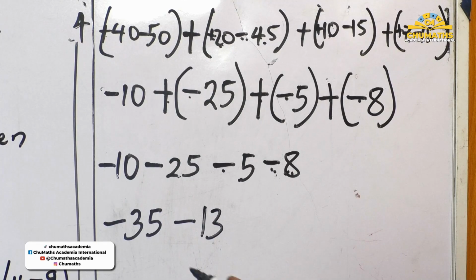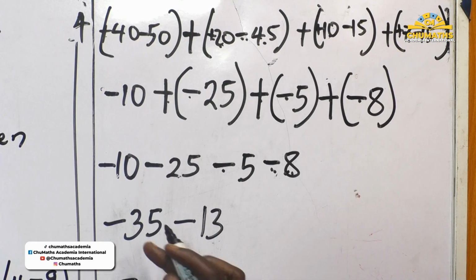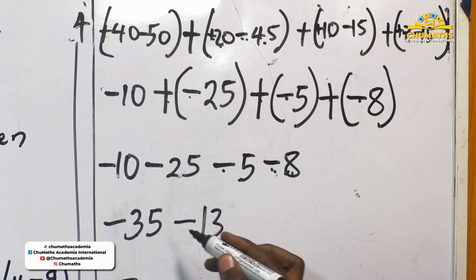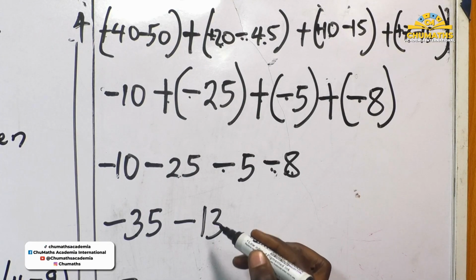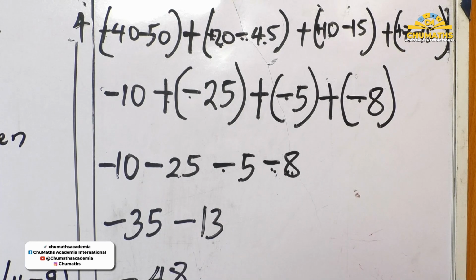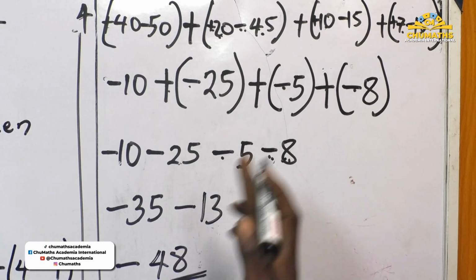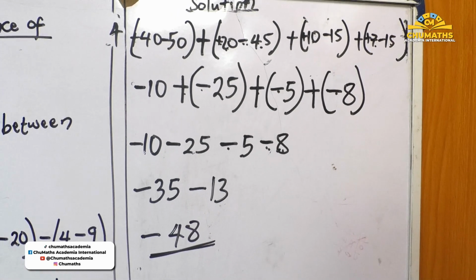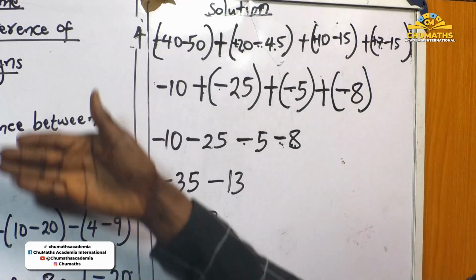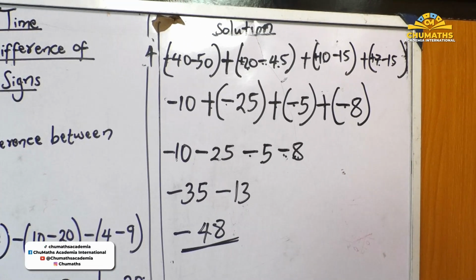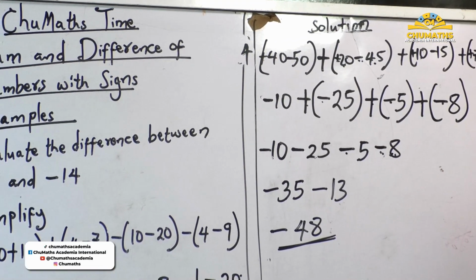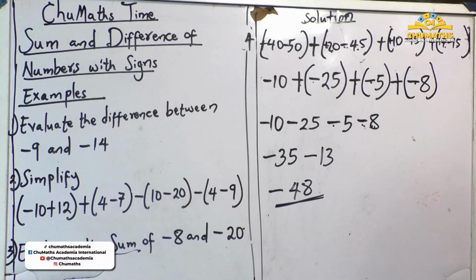So if it's minus 13, then I come back again. I will simplify these two. The two signs are what? The same. I will pick the sign of the bigger number, which is what? Minus. Then the two signs are the same. What do you do? I will add, which is what? 35 plus what? 13, which will give me what? 48. It means that the answer, the sum of this number is what? Minus 48.